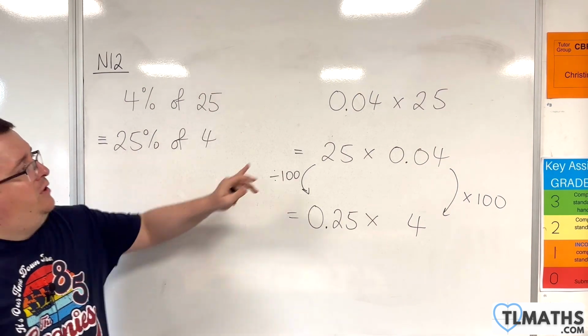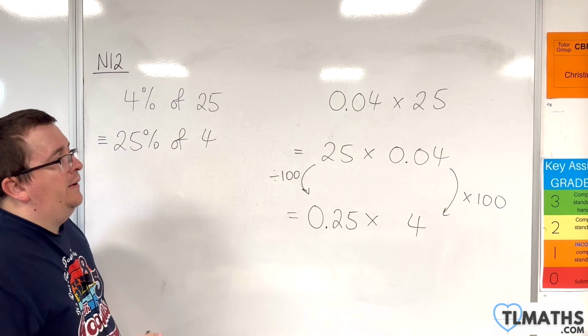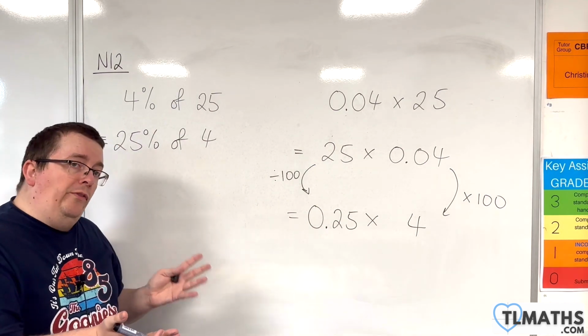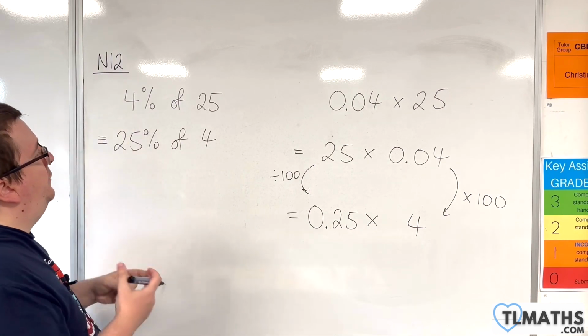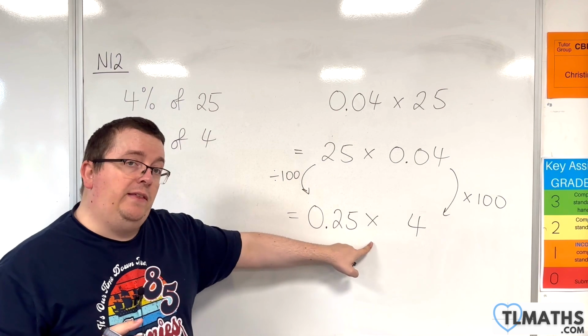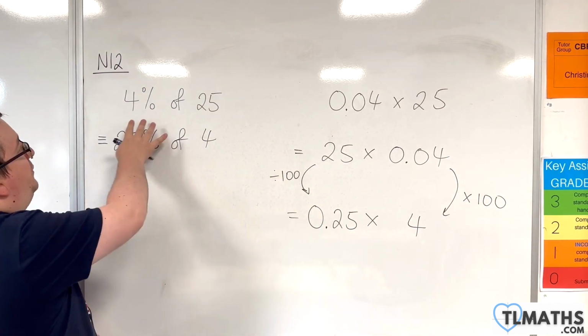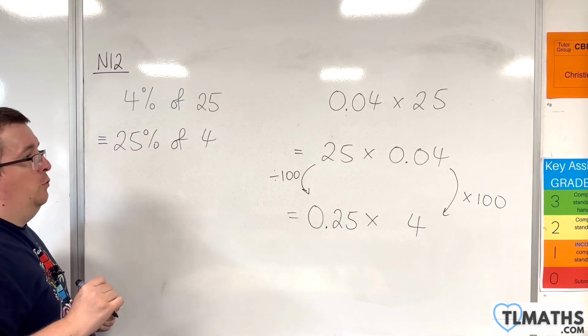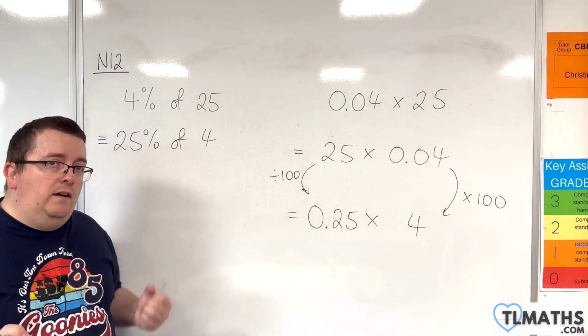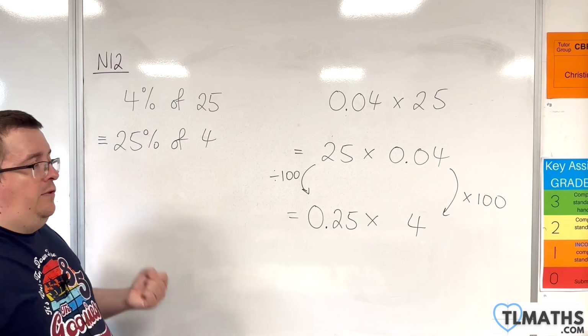Well, yes, because I could go through this process with every percentage problem that I wanted to do. Anything where it was some percentage of something, I could do precisely this. So 4% of 25 is the same as 25% of 4. 99% of 8 is 8% of 99. These two things are the same.